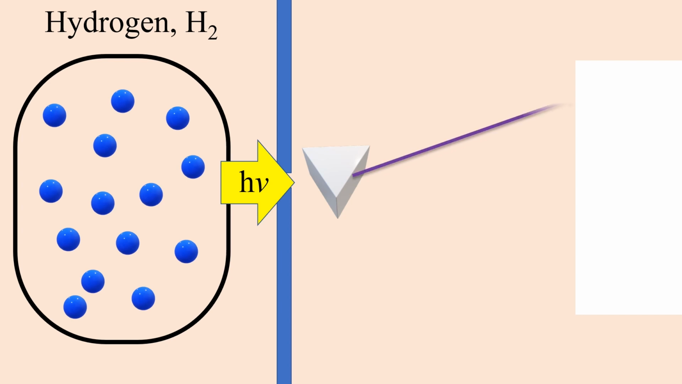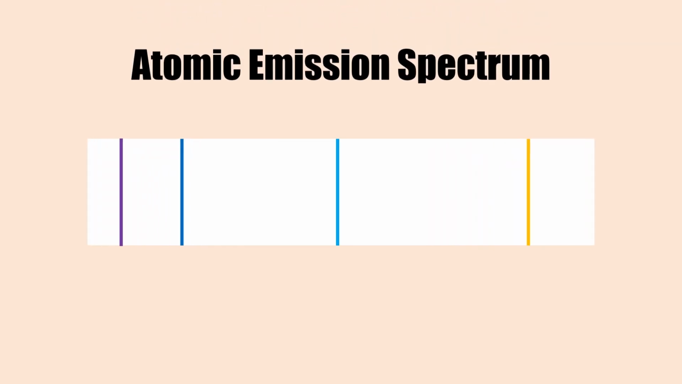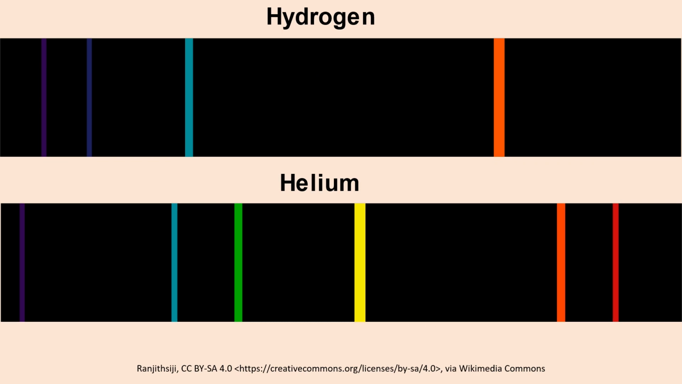Interestingly, after passing through a prism, the resulting spectrum is not continuous, but rather only single discrete lines appear, almost as though the emitted photons are quantized. This is called an atomic emission spectrum, or line spectrum. This is true for all elements, and each element has its own unique emission spectrum. In fact, a common chemistry lab is identifying elements based on their emission spectrum.